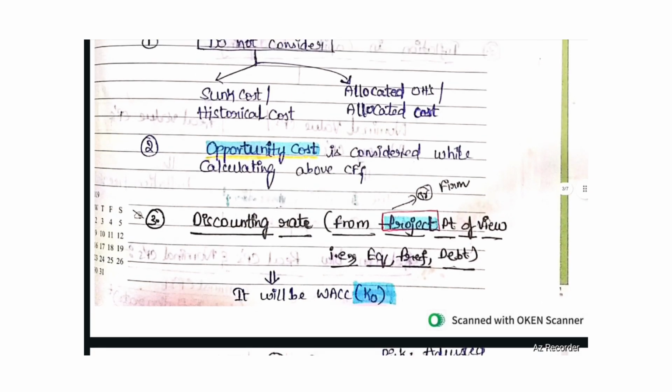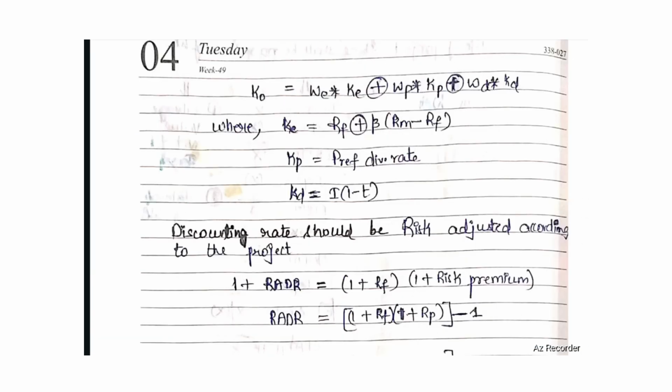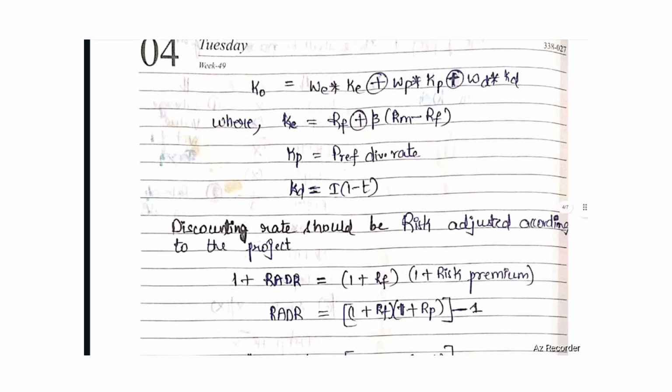Discount rate from project or firm point of view, that is equity, preference, debt, will be weighted average cost of capital, Ko. Ko, weighted average cost of capital, equals weight of E times Ke plus weight of P times Kp plus weight of D times Kd. Ke equals Rf plus beta into (Rm minus Rf). Kp equals preference dividend rate. Kd equals interest rate into (1 minus T).